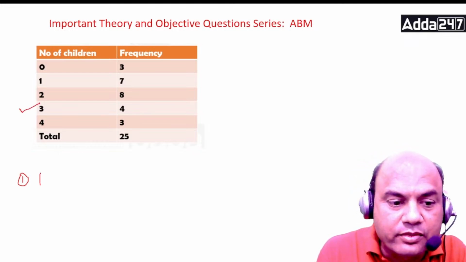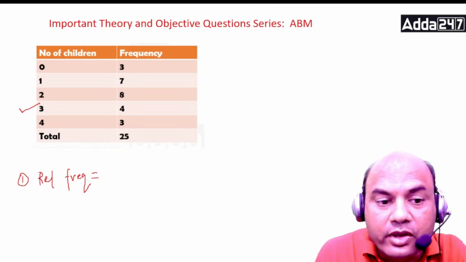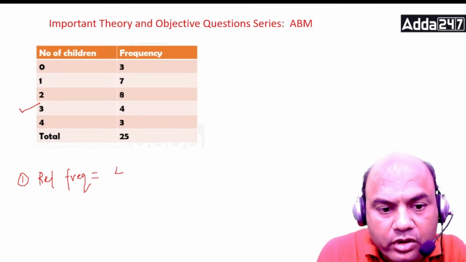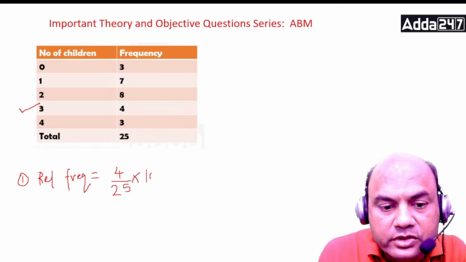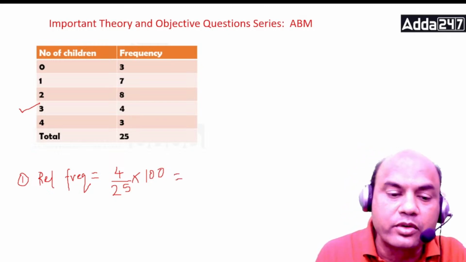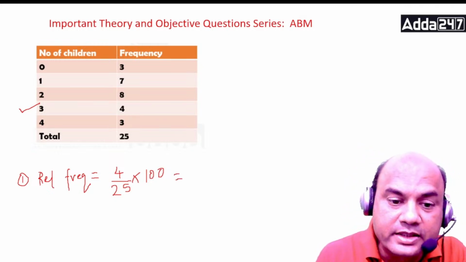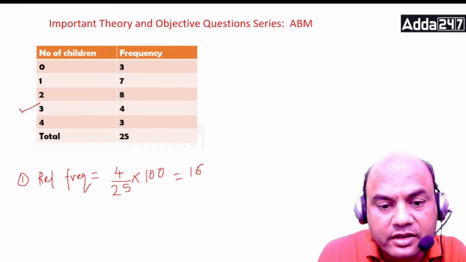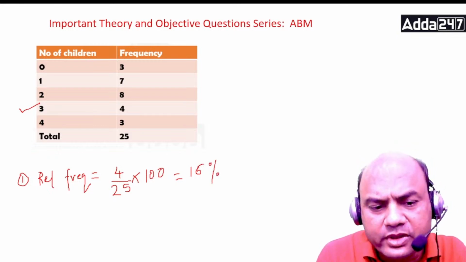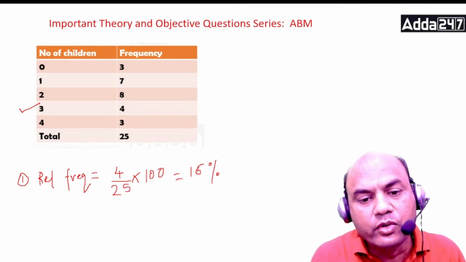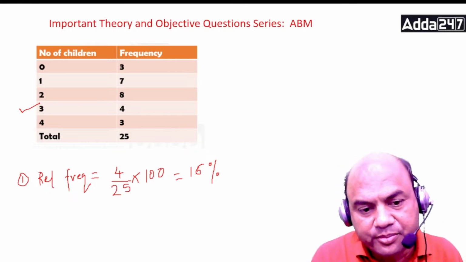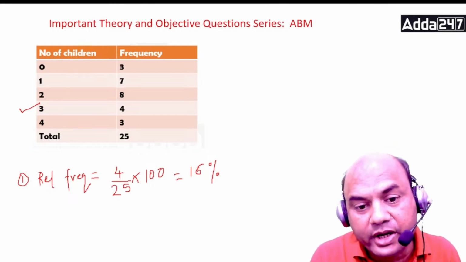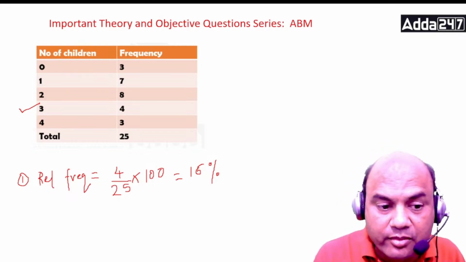So relative frequency equals, what is the formula? Relative frequency equals the frequency of that, 4, divided by the total. What is the total? 25, into 100. So 4 upon 25 into 100. What will be the answer now? 16. 25 4s are 100, 4 4s are 16, isn't it? 16% will be the relative frequency, or 0.16. You can call it anything. If you do it in percentages, then it's 16%. If you do it in decimal, then it is 0.16.